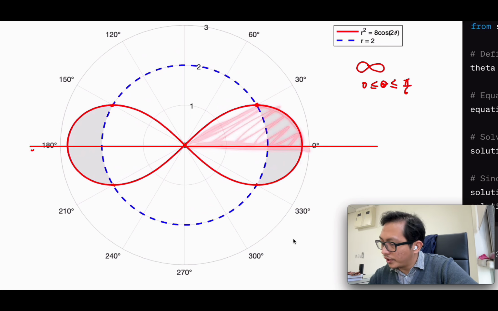Okay. So if I draw, then this will be the area. Let's say this is area 1.